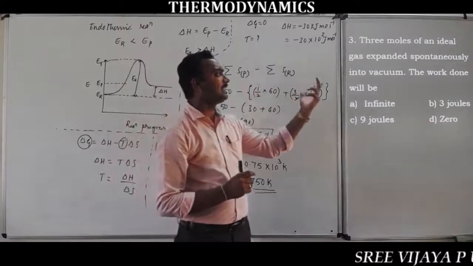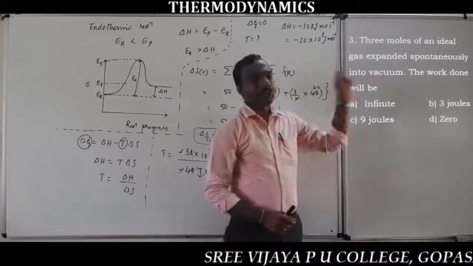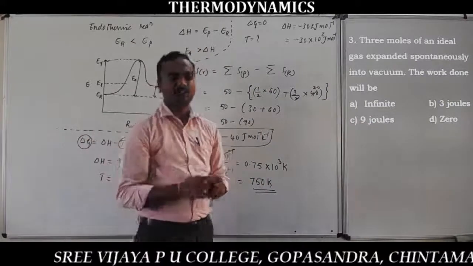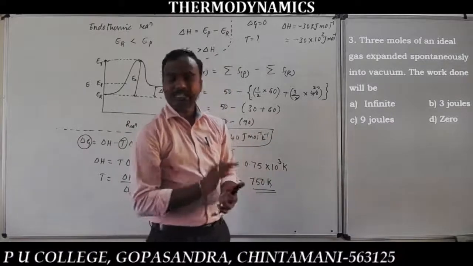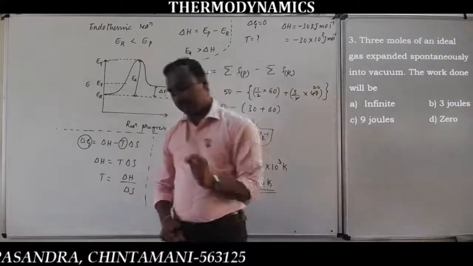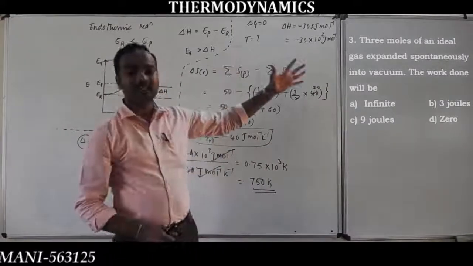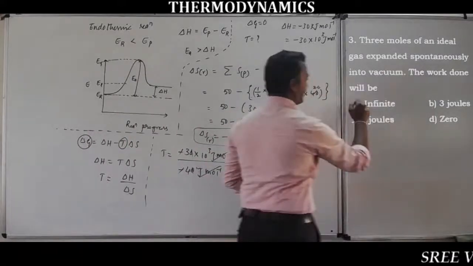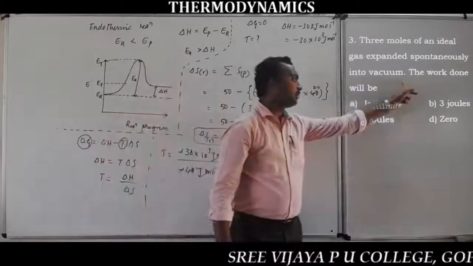So, 3 moles of ideal gas expanded spontaneously into vacuum. When the gas expands into vacuum spontaneously, that expansion is called free expansion. In free expansion there is no work done, whether the process is spontaneous, reversible or irreversible. So what is the work done? Work done is taken as 0. In thermodynamics each and every word is very important. The sentence is very important: the gas is expanded into vacuum. When the gas expands into vacuum, that is free expansion, and the work done will be 0.